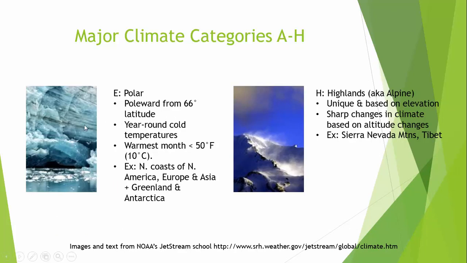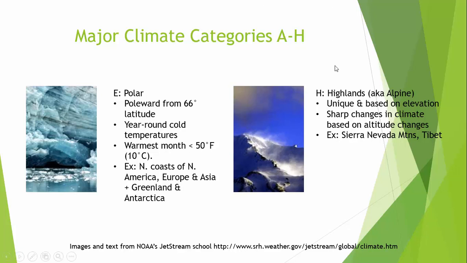The polar regions, you can probably guess, are the regions that are 66 degrees north and or south of the equator, and so that's those polar parts of the globe. They are cold year-round. In the warmest month, they're still less than 50 degrees Fahrenheit or less than 10 degrees Celsius. And these include northern coasts of North America, so Alaska and Canada, northern coast of Europe and Asia, and then the continents and large land masses of Greenland and Antarctica.